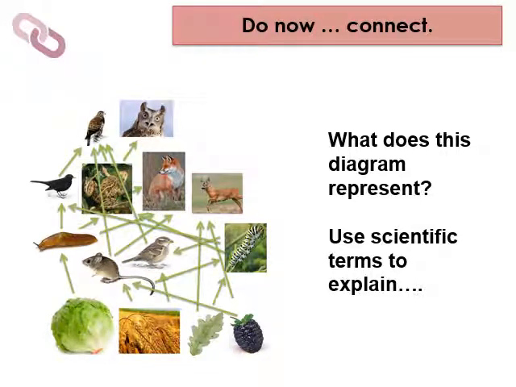Today we're going to start the biodiversity and interdependence topic. So for our first lesson, we're going to start with a Do Now Connect activity. I'd like you to start for me by looking at the diagram and thinking about what you think that diagram represents. Use as many scientific keywords as you can to explain what you think it's representing.